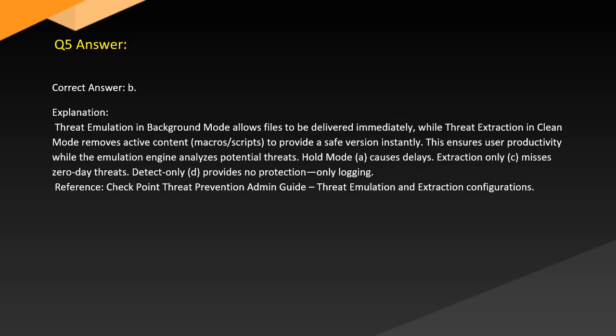Answer. Correct answer, B. Explanation. Threat emulation in background mode allows files to be delivered immediately, while threat extraction in clean mode removes active content and macro scripts to provide a safe version instantly. This ensures user productivity while the emulation engine analyzes potential threats.